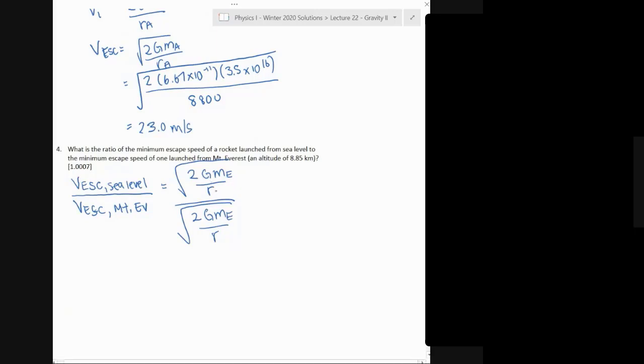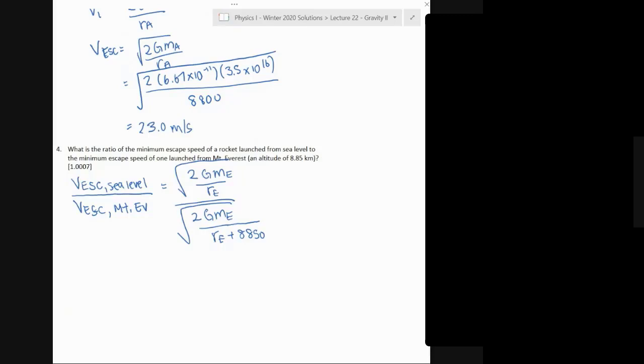Perfect. Awesome. So now what about when we're at Mount Everest, when we're on the top of Mount Everest? What's the r referring to? Radius of the Earth plus the altitude of Mount Everest. Excellent. Makes sense, because that's the new r value, the distance from the center of whatever the object is that's trying to escape to the center of the Earth.